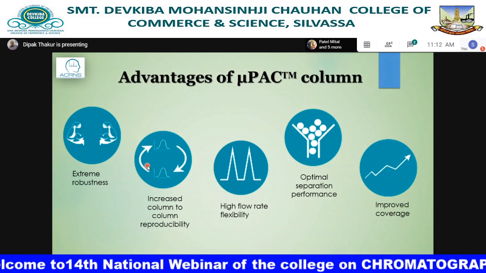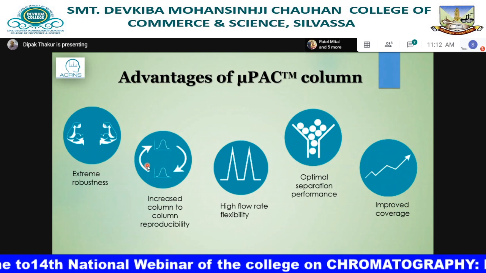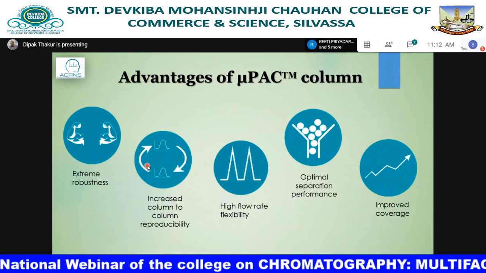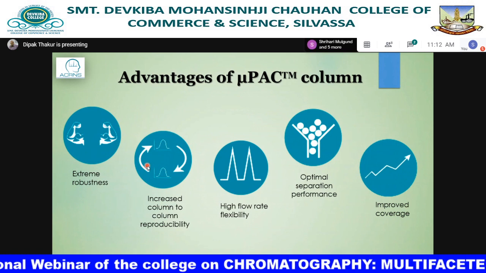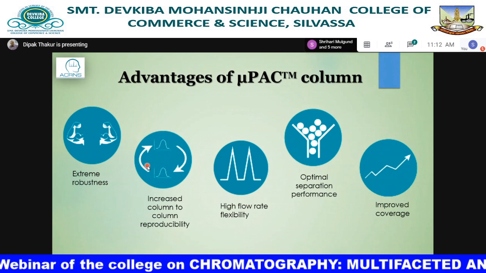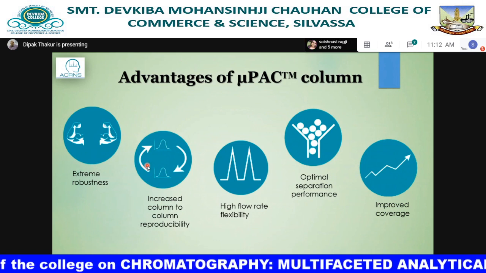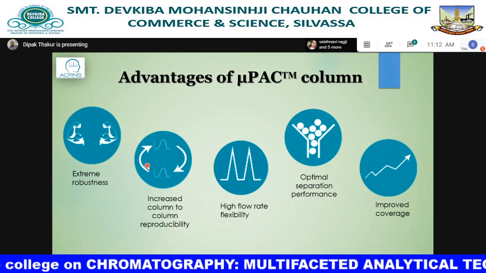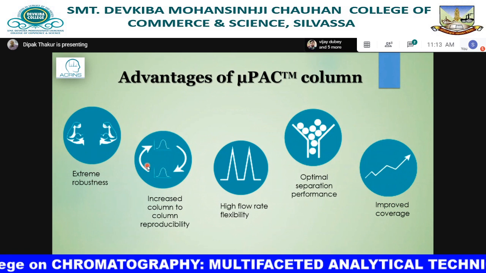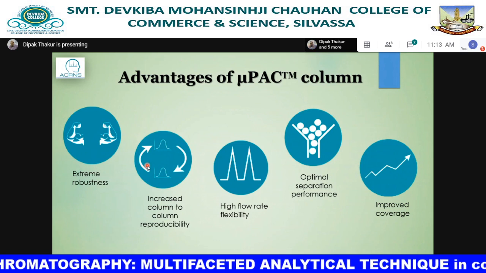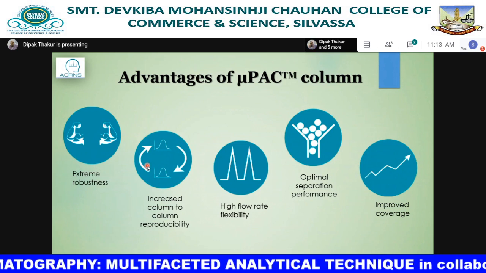The beauty is the optimum flow rate is 250 nanoliters, but because these columns have low back pressure, you can go up to 1.5 microliters per minute. So that's the flexibility you have. You can go from nanoliters to microliters.